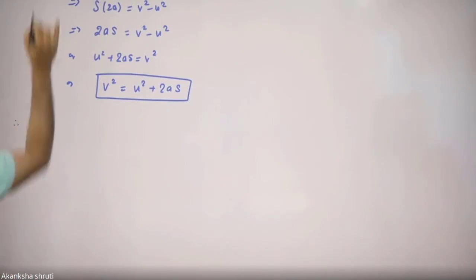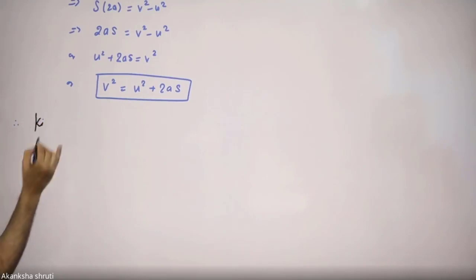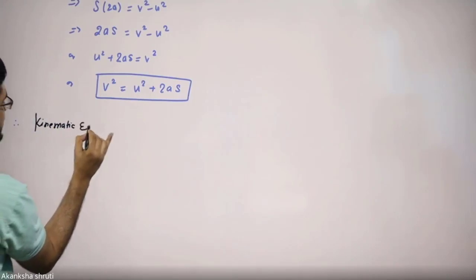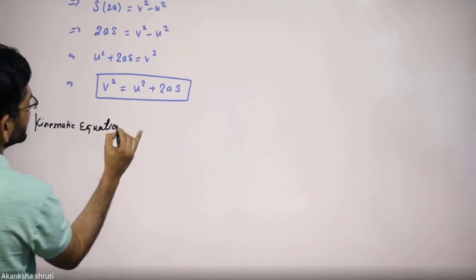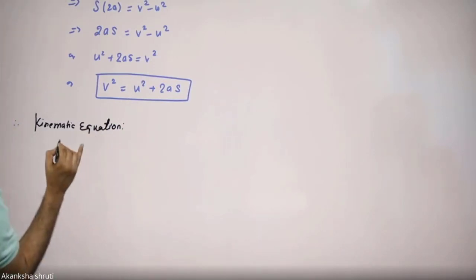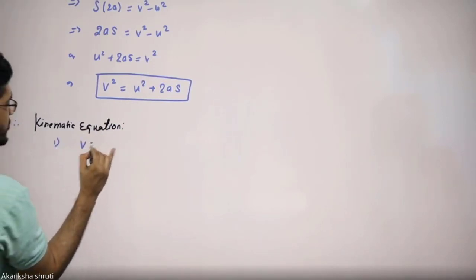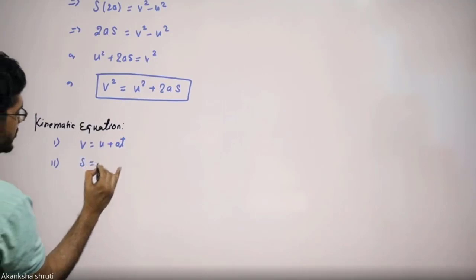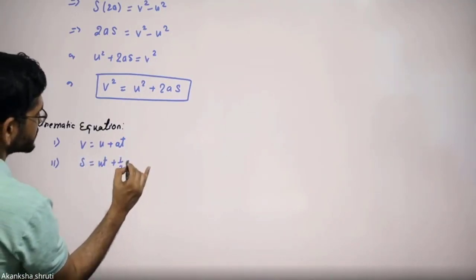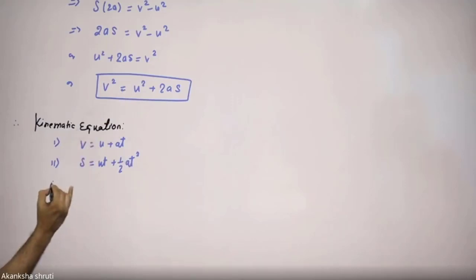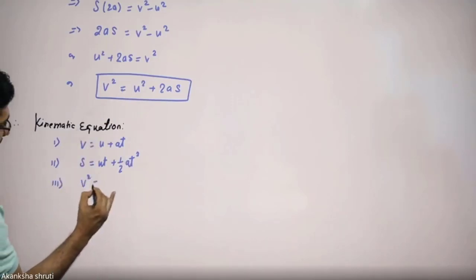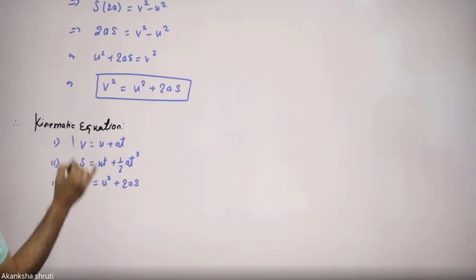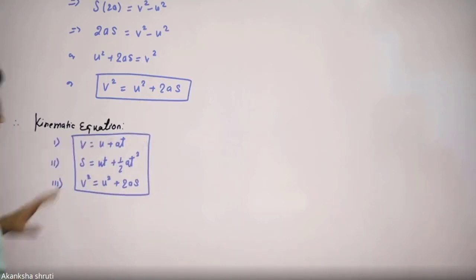Therefore, the kinematic equations, the important mathematical formulas that we have derived, there are 3 in number, and we have already derived all these 3. The first one is v is u plus at. Second is s is ut plus half at square. The third one, which we have just derived, is v square is u square plus 2as. So these are the 3 kinematic equations that we have to keep in mind.